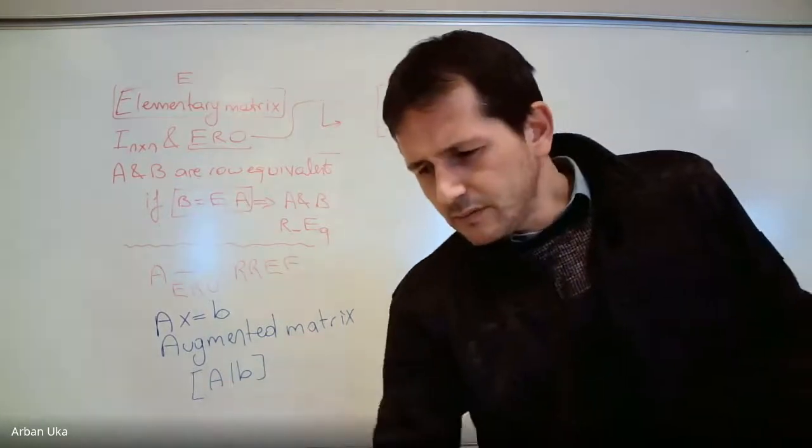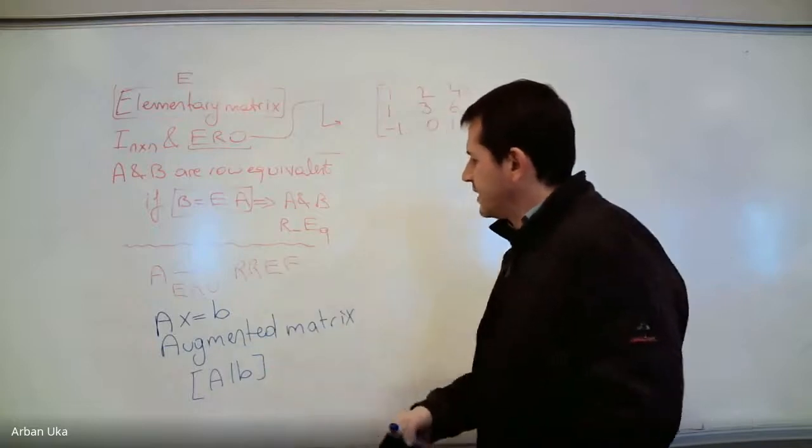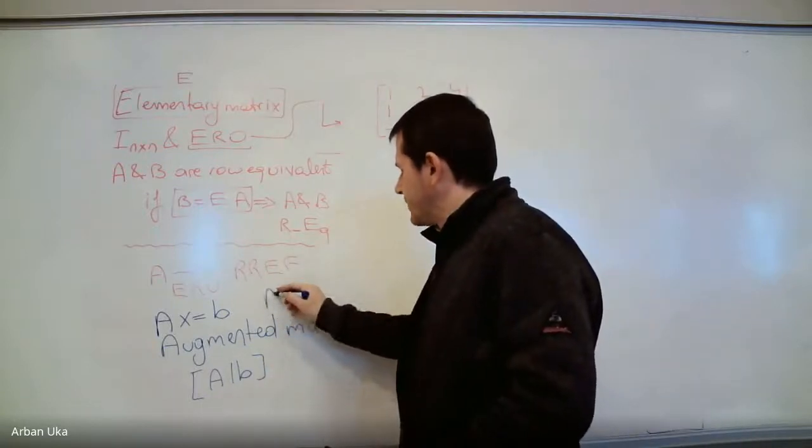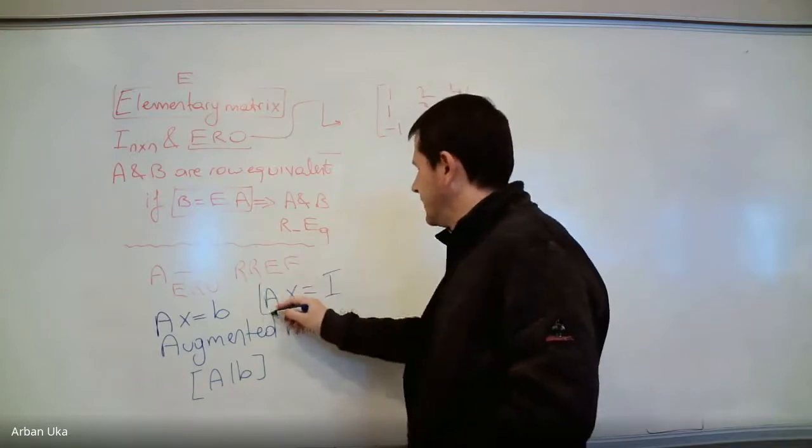So now, instead of merging the B, let's assume that we have this other equation: AX is equal to the identity matrix, okay?